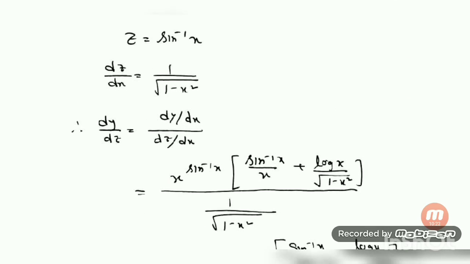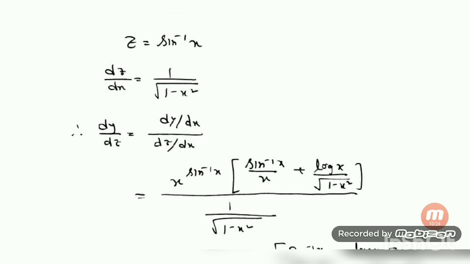Now our aim is to get the derivative of z, that is z is sine inverse of x. So directly we can take the derivative because this is the direct formula. d/dx of z is d/dx of sine inverse of x, which is equal to what? 1 by under root 1 minus x square. I have written it directly. So dy/dz equal to what? dy/dx by dz/dx.